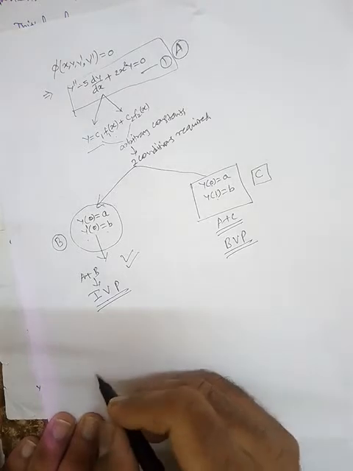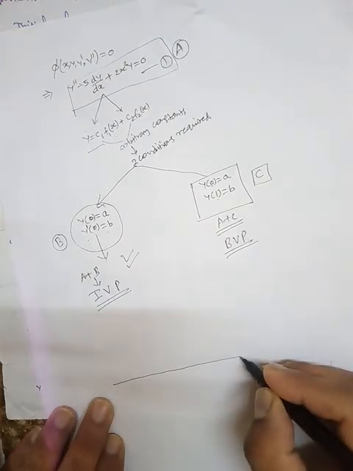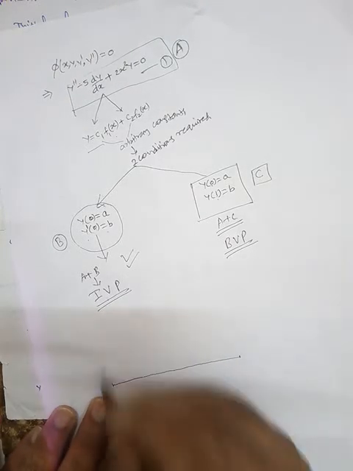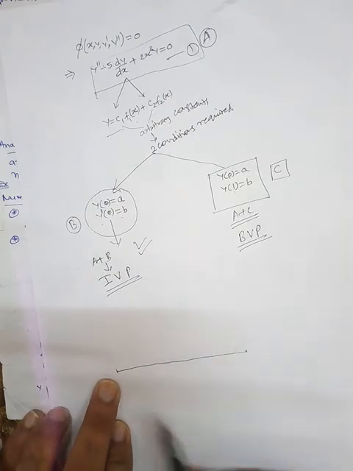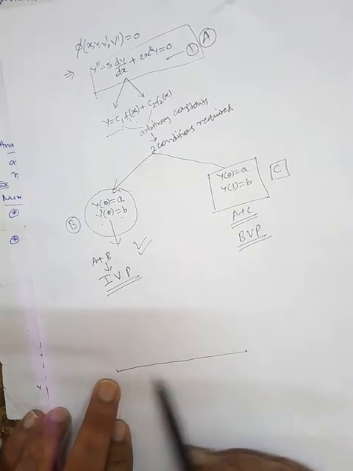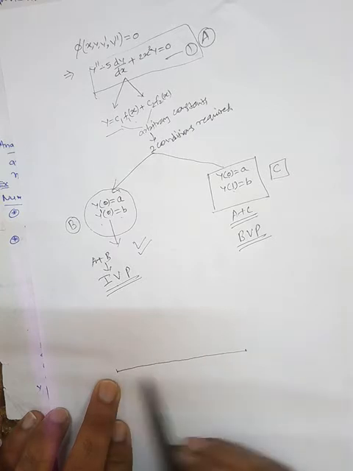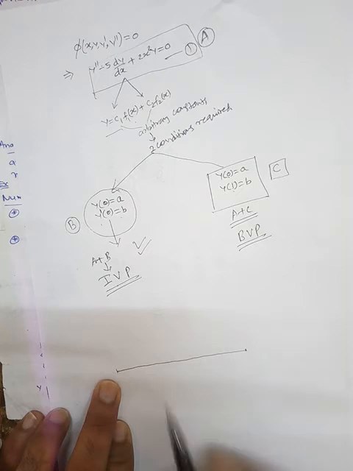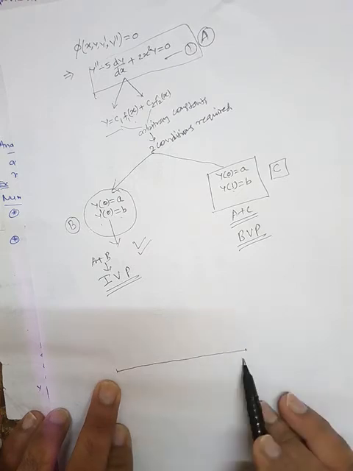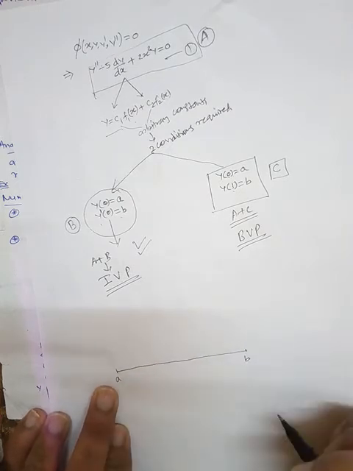Suppose you are solving a differential equation. We have already told you that we will get the solution in terms of data. So what we will do is discretize the domain. Suppose this is the domain of the problem. Some differential equation is given to you and we are interested in the solution in this domain. Suppose this is A, this is B. So we will discretize the domain.